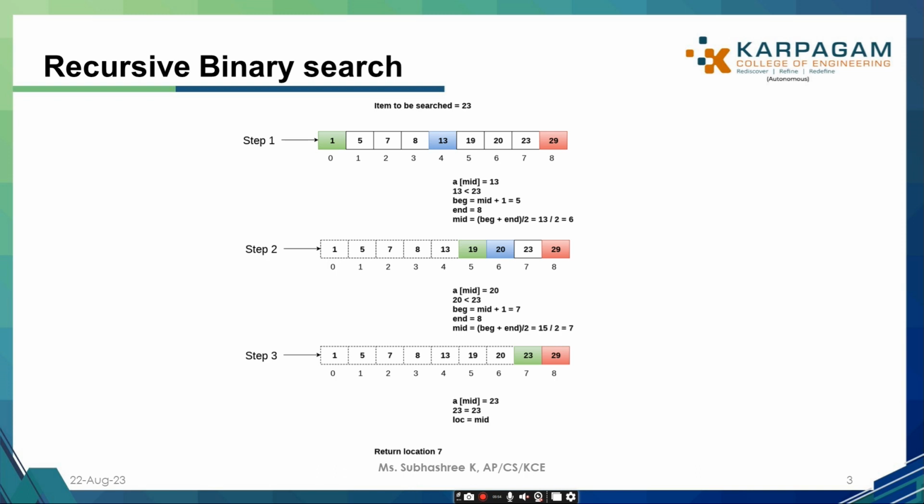And now 23 is equal to the mid indexed value. Yes. So now we have to return the item's location. That is, 7 has to be returned. So return location 7. That is the final result.